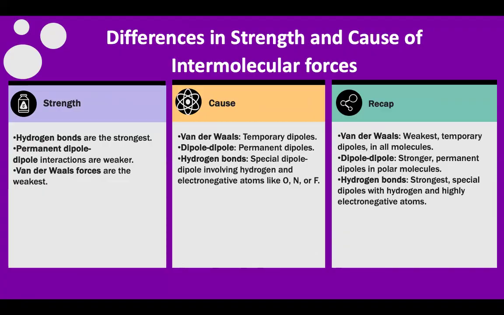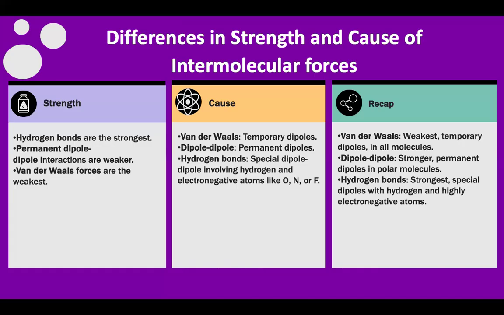Differences in strength and cause of intermolecular forces. For strength, hydrogen bonds are the strongest. Permanent dipole interactions are weaker. And van der Waals forces are the weakest.